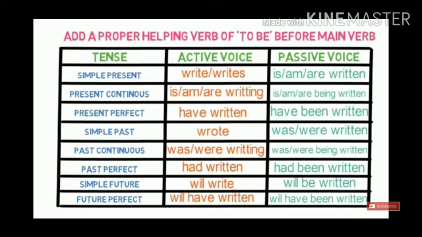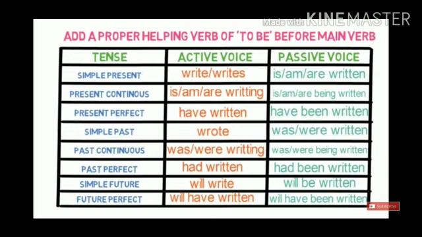Next is simple future tense. In active voice, we use will or shall plus write, and in passive voice, we use the helping verb will be plus verb 3, written, for will be written. Then for future perfect tense, in active voice we use will have written, and in passive voice we use the helping verb been after will have, plus been plus verb 3, written.